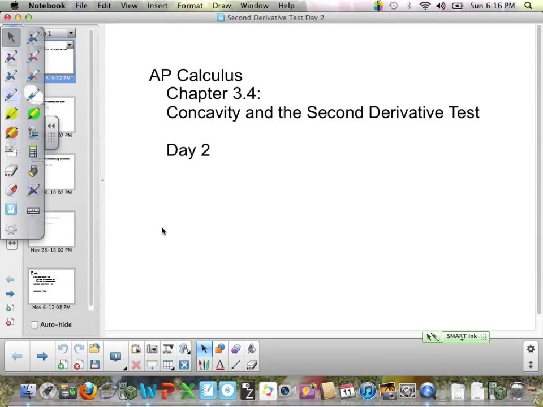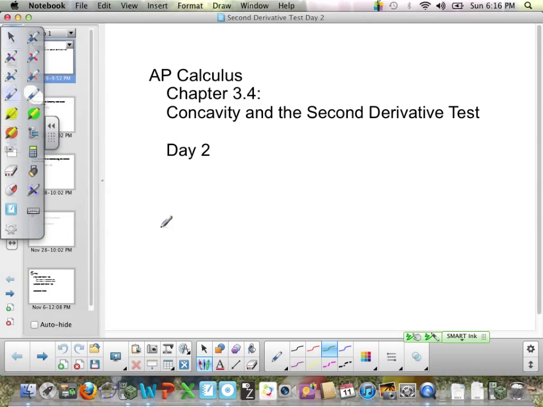Chapter 3.4, Concavity and the Second Derivative Test, Day 2. Now remember, concavity is how the first derivative changes. It's either increasing or decreasing. And what it affects on the graph is the curve.